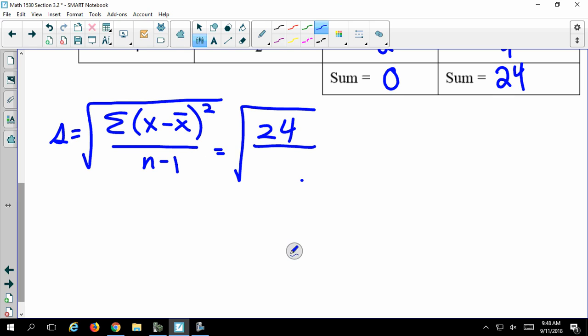You make a table. You have to find the mean first. Subtract every data value from the mean, or the mean from every data value. Square all those differences, and then add them up.